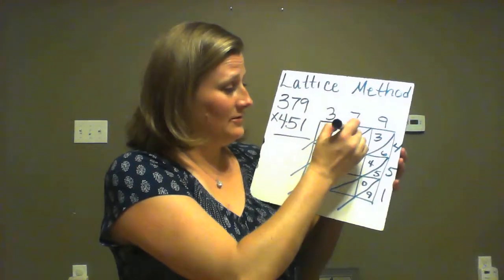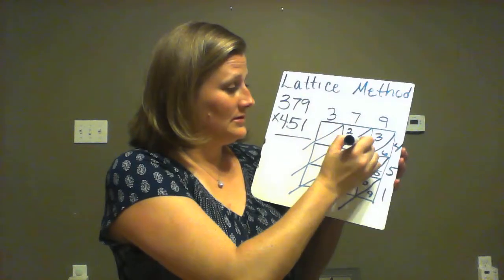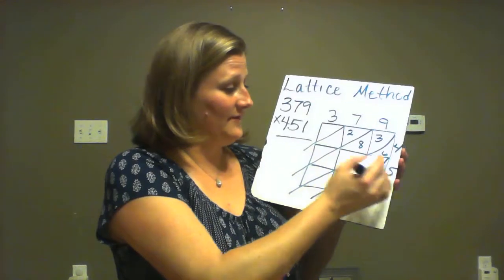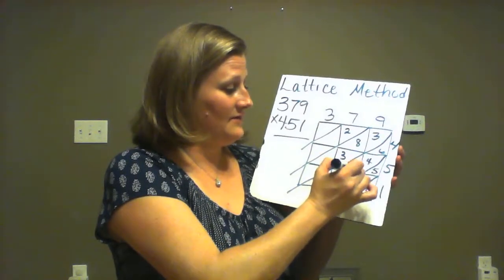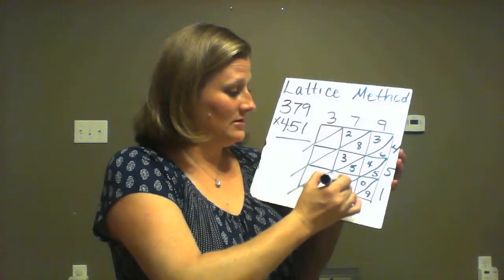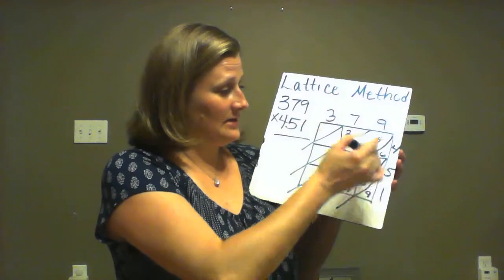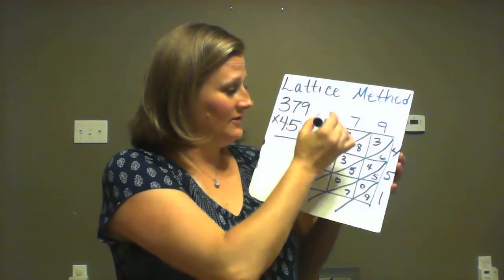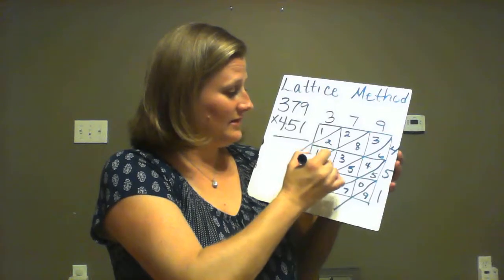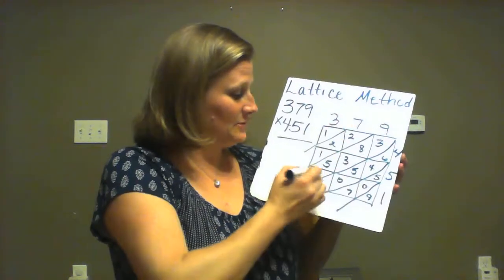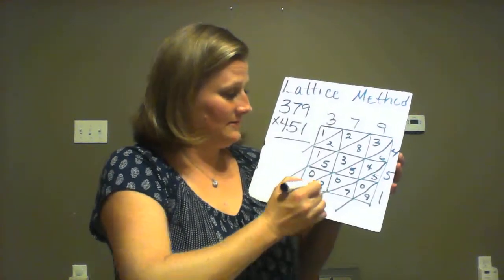7 times 4 is 28. 7 times 5 is 35. 7 times 1 is 7. 3 times 4 is 12. 3 times 5 is 15. And 3 times 1 is 3.